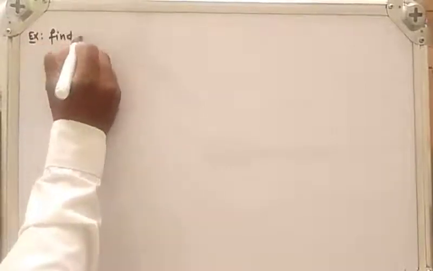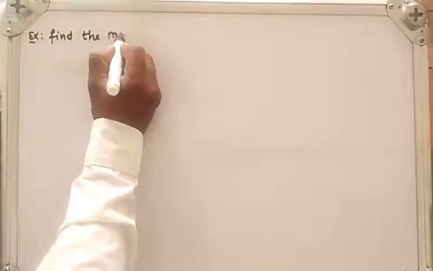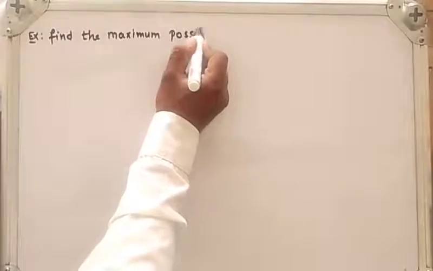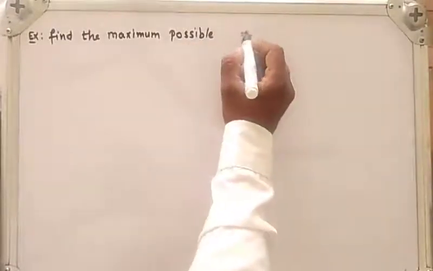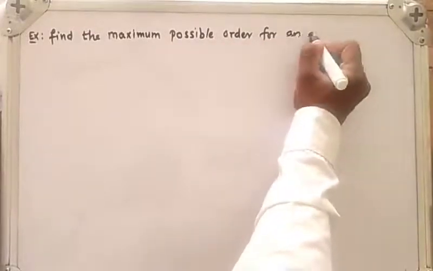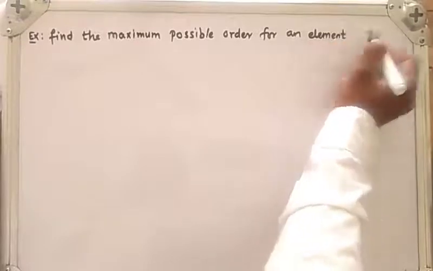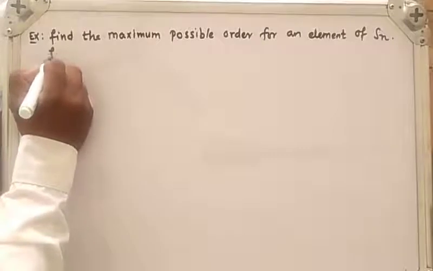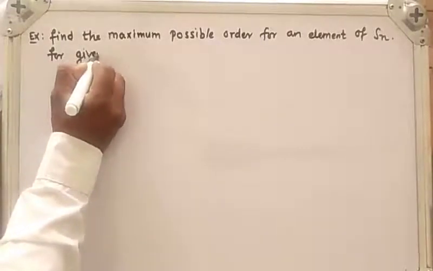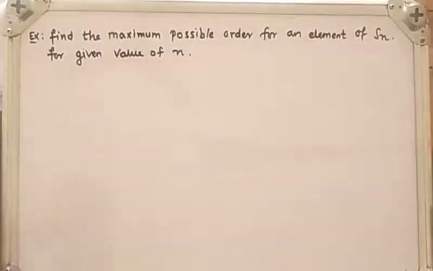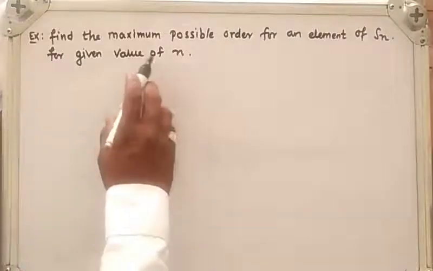Find the maximum possible order for an element of Sn for a given value of n. So find out the possible order for an element of Sn for a given value of n.